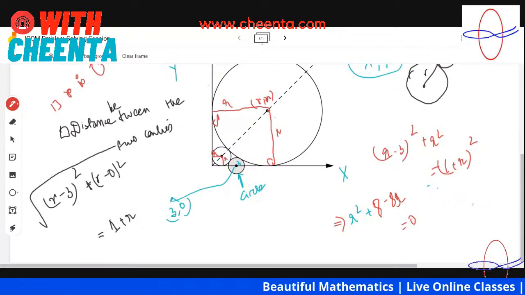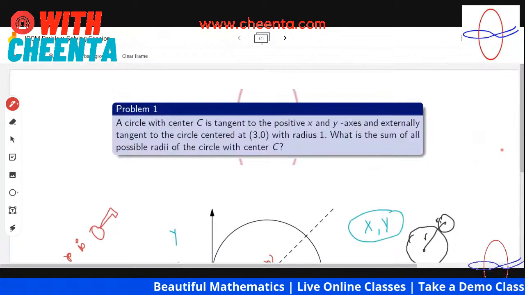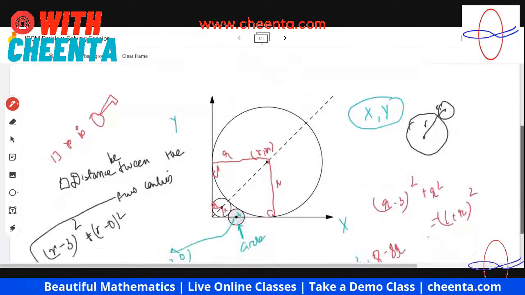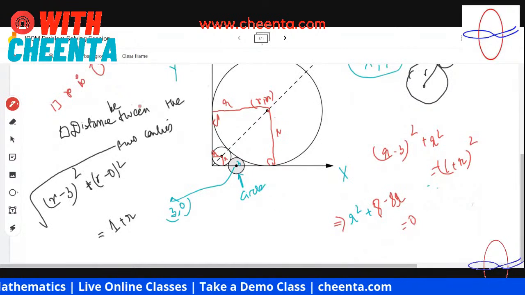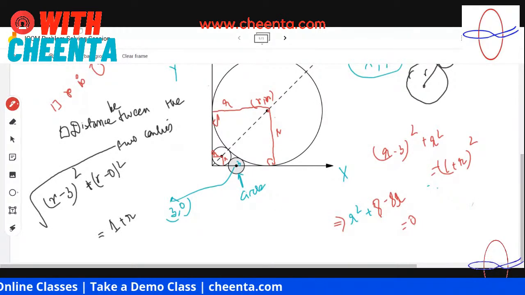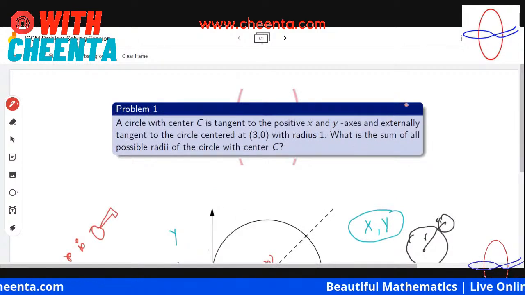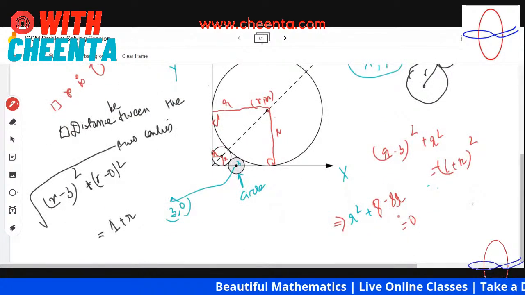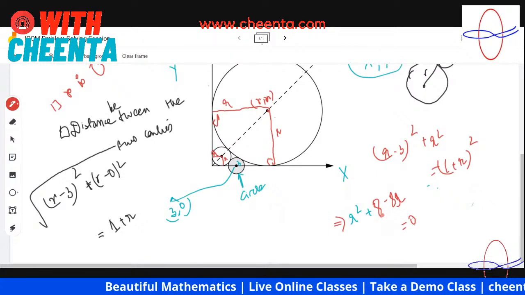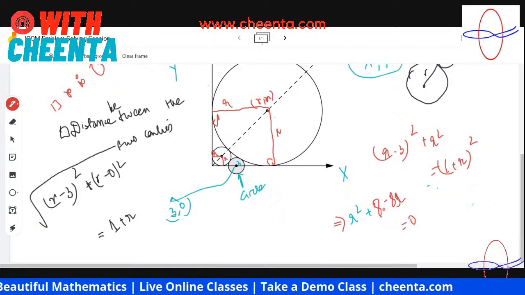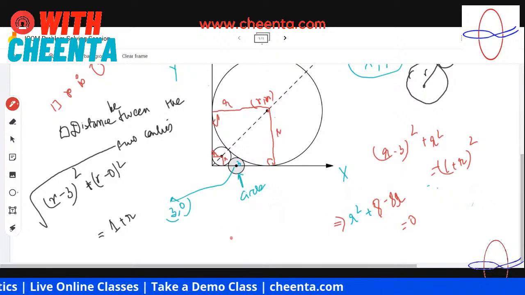Therefore let's find out the r, so let's solve this quadratic equation. But observe one thing over here. What do we need? We need the sum of the possible radii of the circle. So instead of finding the roots by solving it, what we need is the sum, right?